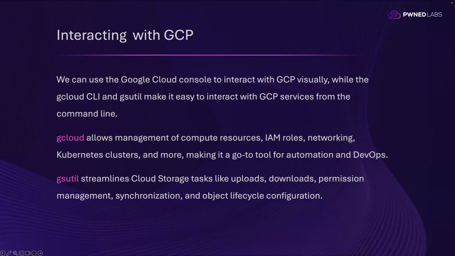In terms of abusing GCP resources and services and misconfigurations, there are obviously many things we can do in the command line that we can't really do from the console, although you do have Cloud Shell there as well. So gcloud allows management of compute resources, IAM roles, networking, and various other services that GCP offers. And it is a go-to tool for automation and DevOps with folks who use GCP.